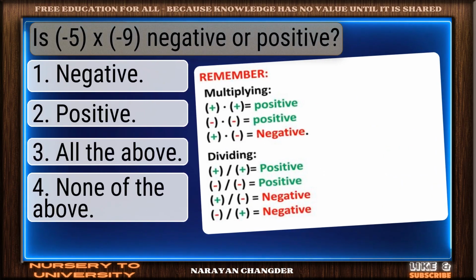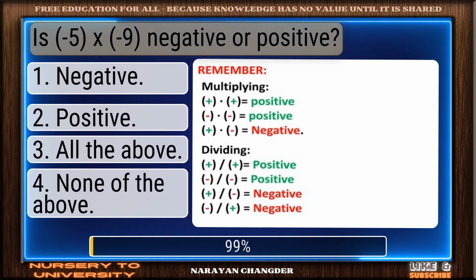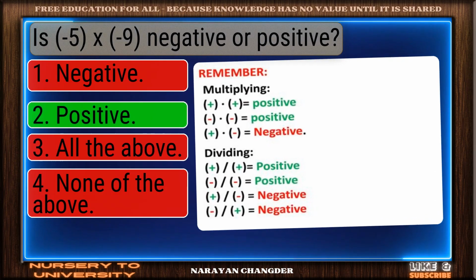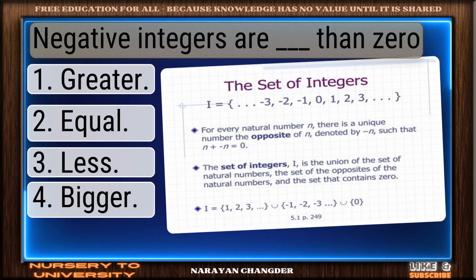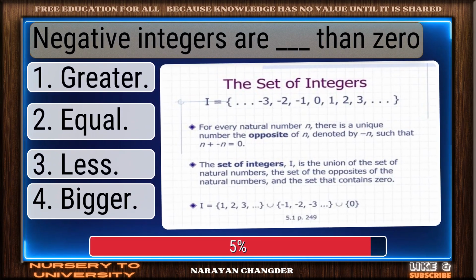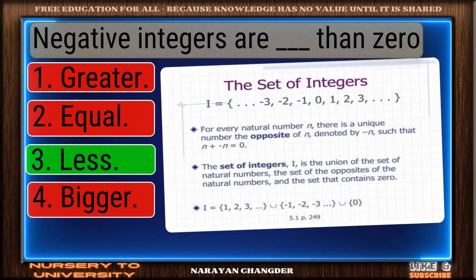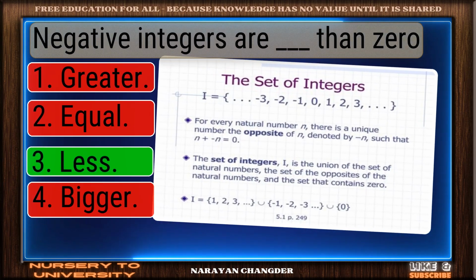Question number 72. Is x negative or positive? Good job. Your answer positive works well here. Question number 73. Negative integers are dash, then 0. Great thinking. Less is the right choice.